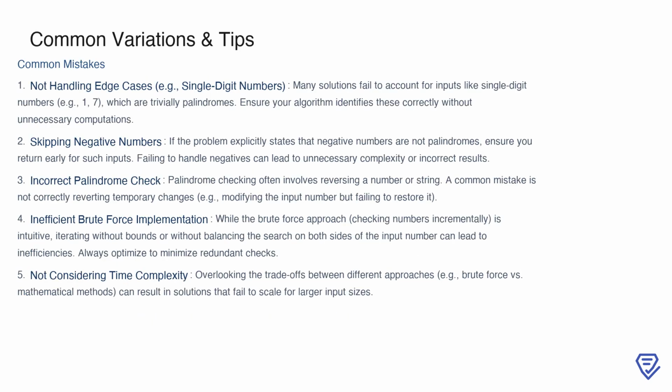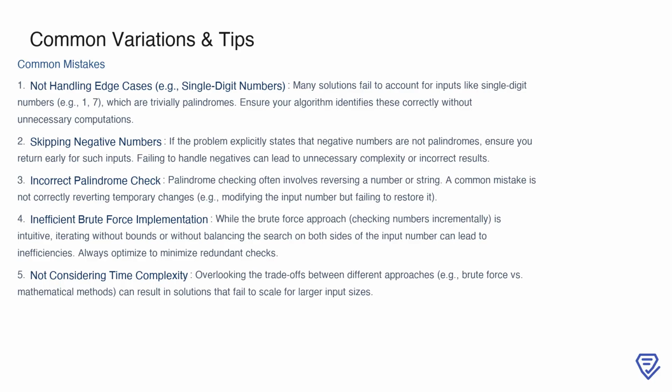When solving this problem, there are several common mistakes to watch out for. First, it's important to handle edge cases like single-digit numbers. These are inherently palindromes, so your solution should identify them immediately without performing unnecessary computations. Also, if the problem specifies that negative numbers are not palindromes, make sure to return early for such inputs. Ignoring this could lead to incorrect results or unnecessary complexity.